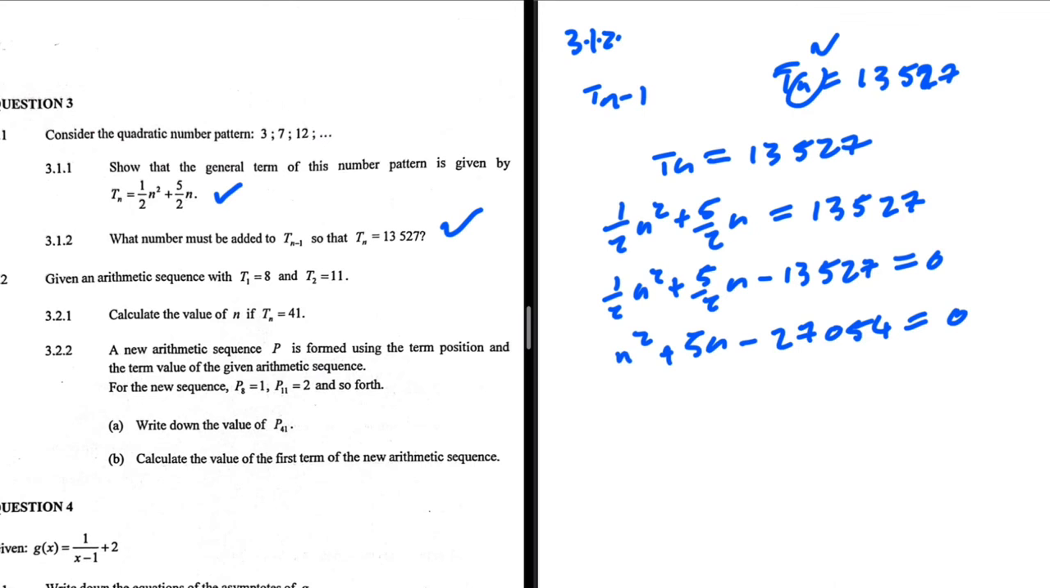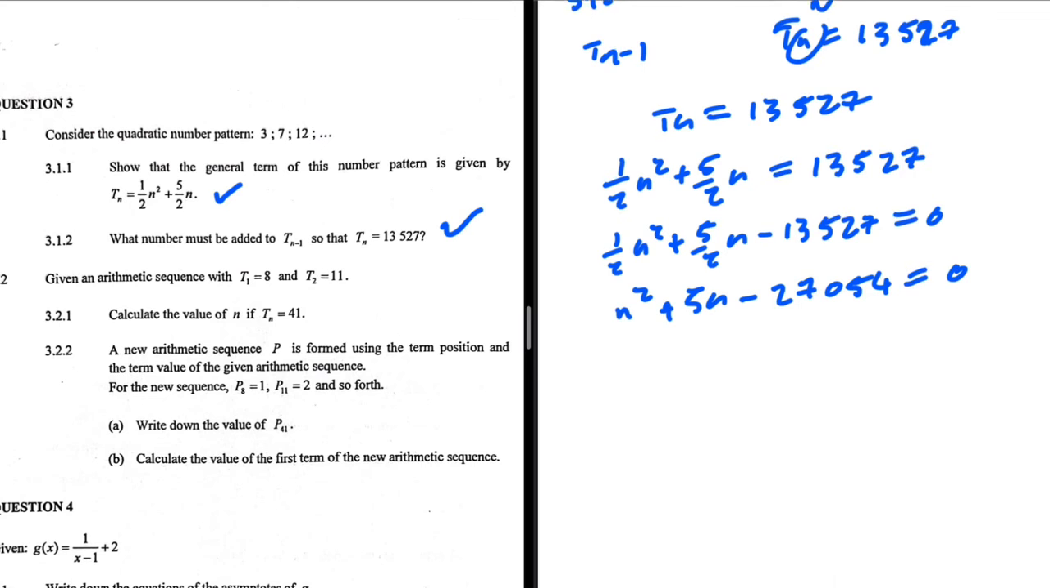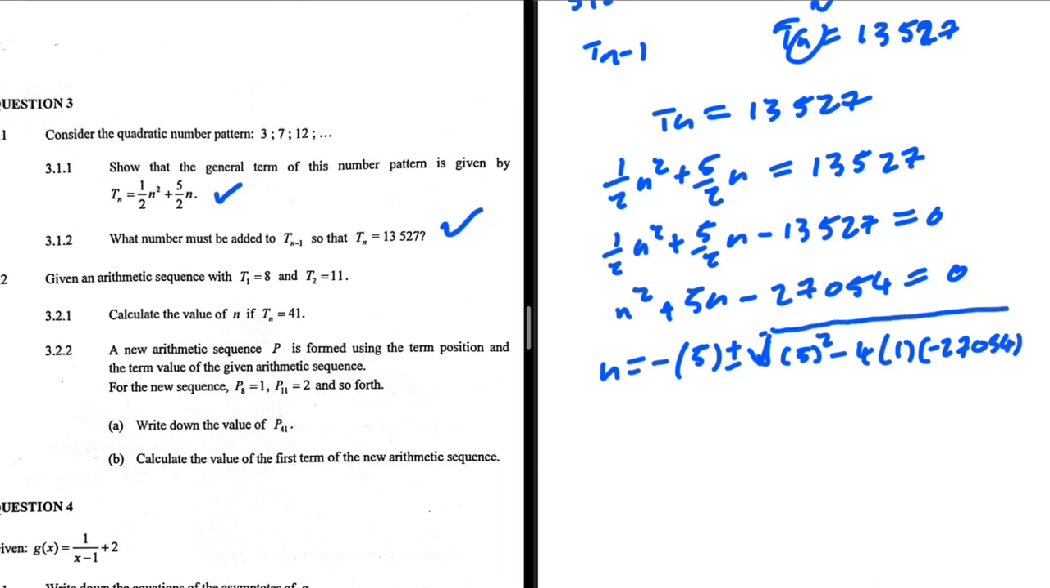Right, I need to use the quadratic formula now because I can't factorize this by hand. So n is equal to minus b plus or minus the square root of b squared, so that is 5 squared, minus 4ac. A is 1, c is minus 27,054. Alright, everything divided by 2a. A is 1. So let me go ahead and put this in my calculator. Minus 5 plus 5 squared minus 4. A is 1. C is minus 27,054 divided by 2 multiplied by 1. So n is equal to 162, or n is equal to, let me replace the plus with a minus sign, and I get minus 167.